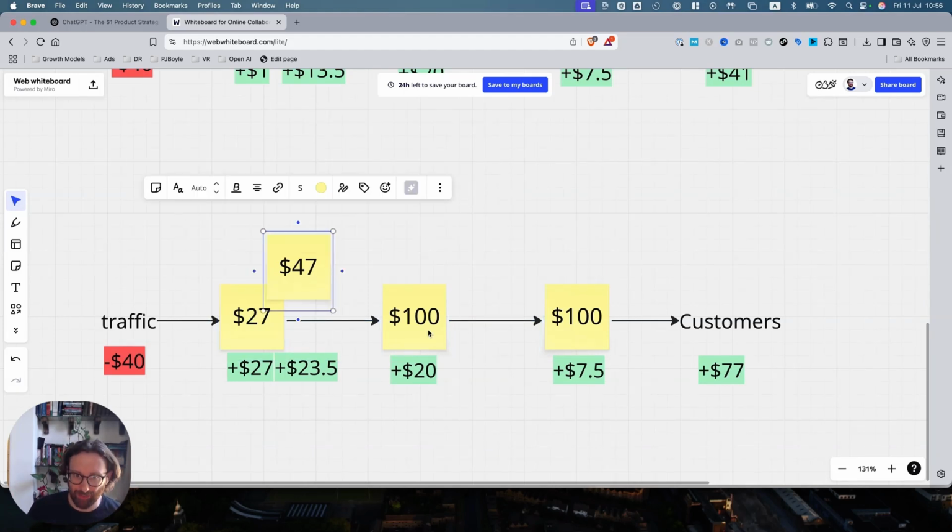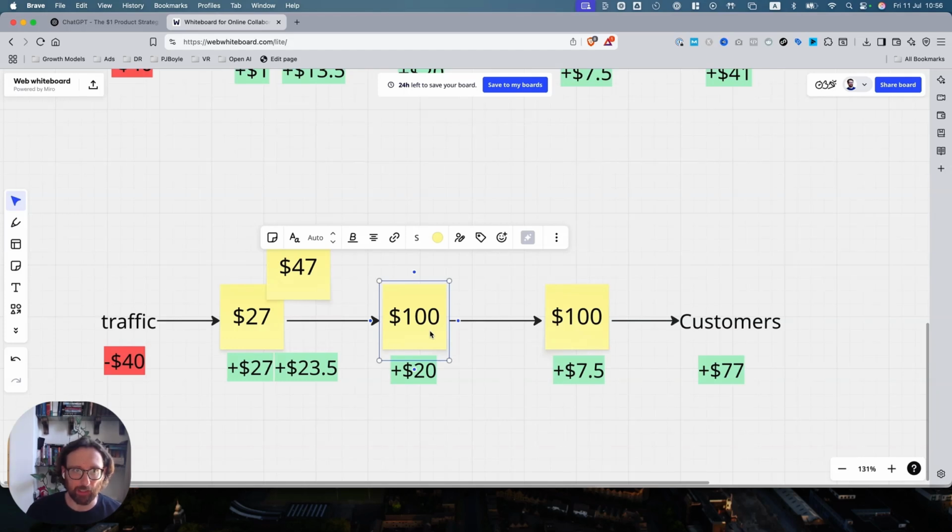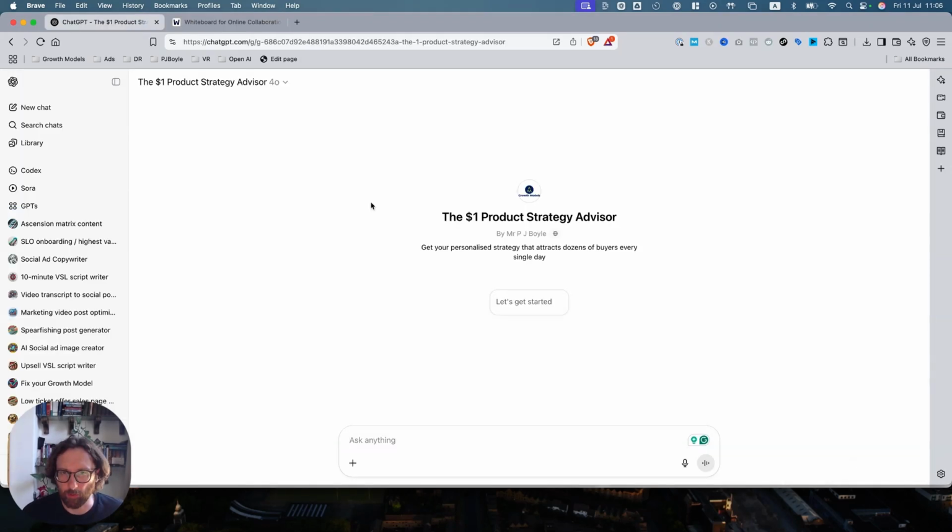What is this product? How do you actually come up with the right ideas? And that's why I built the $1 product strategy advisor. This will map out the exact $1 product funnel that I would recommend were we to work together, that you would put into your business to run it at break even or minor profit every single day.